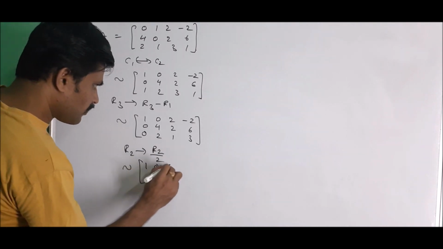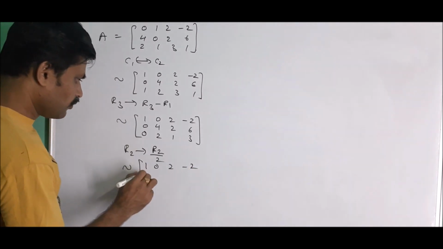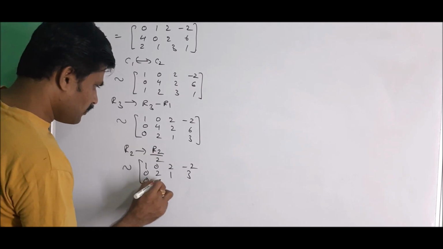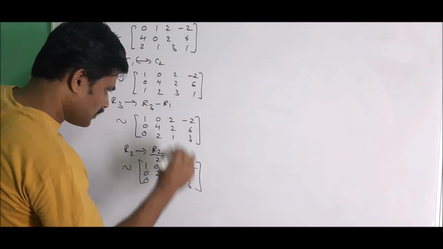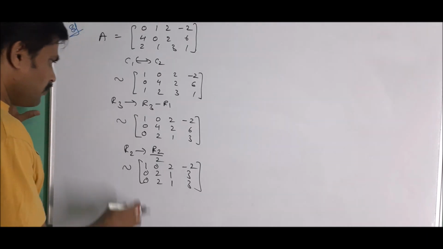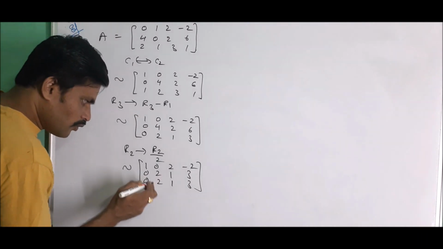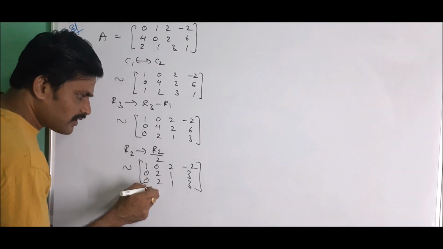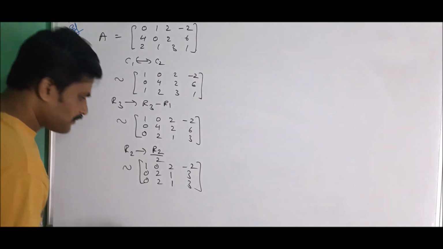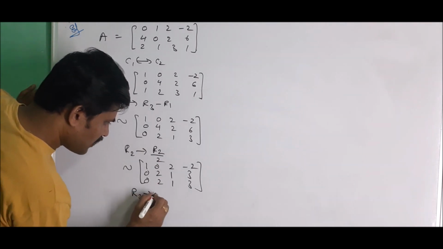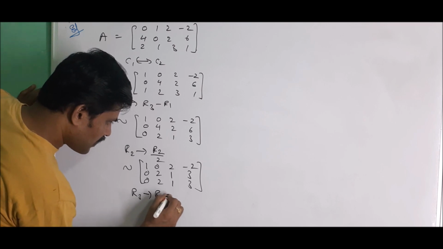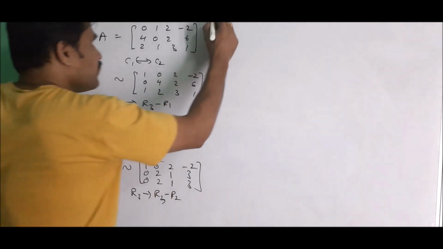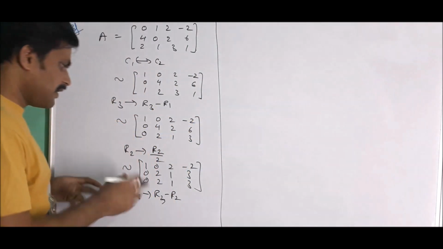In this, the first row does not change. The second row divided by 2 gives 0, 1, 1, 3. The third row has 0, 2, 1, 3. Now we can apply the operation R3 minus R2, or R2 minus R3; any such transformation can be applied here.